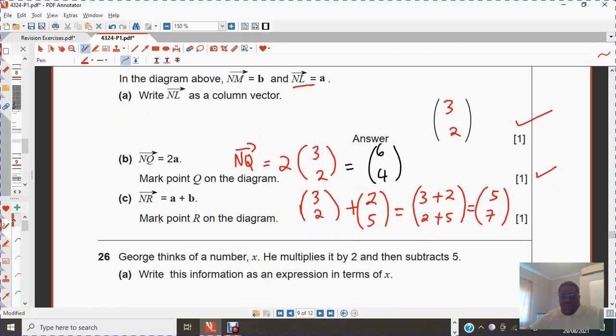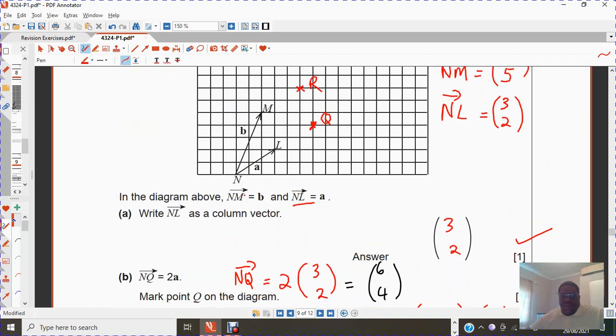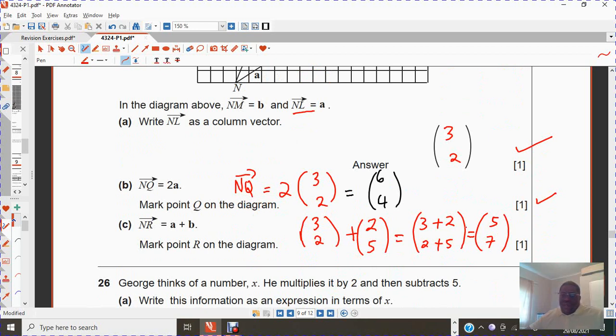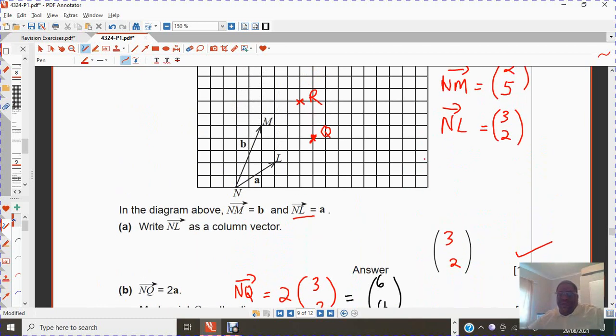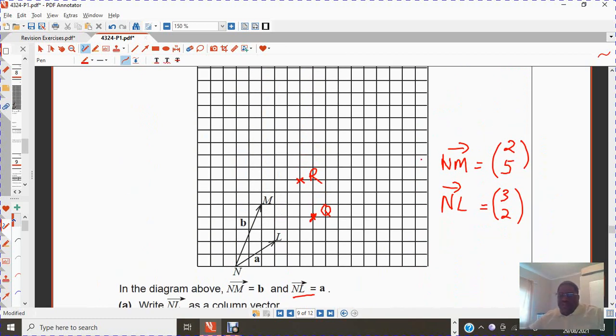Okay, just make sure A plus B gives you 5, 7. So from N, go 5. That's 1, 2, 3, 4, 5. And then 7 up. 1, 2, 3, 4, 5, 6, 7. So all of them are positive. X goes to the right and the Y value goes up. Okay, and this is all that you had to do. Right, so you needed to work a little bit on the diagram in order for you to determine where those positions will be.